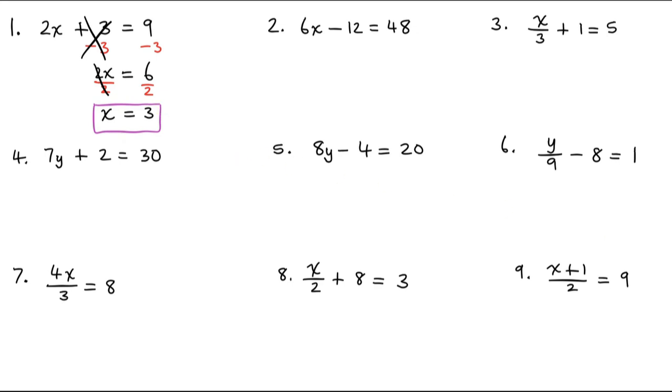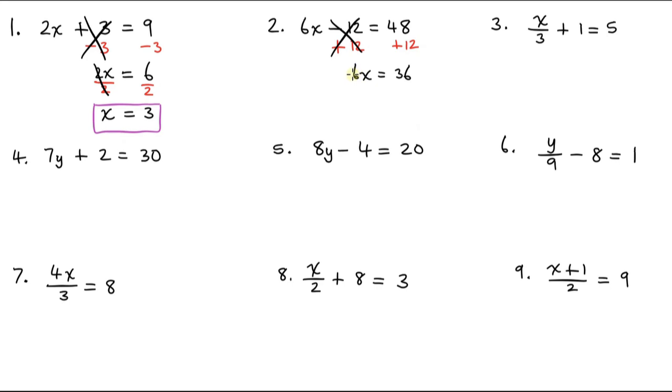Okay, let's look at question number 2. 6x minus 12 equals 48. So the first thing we want to do is get rid of this negative 12. And to do that, we need to add 12. So if I add 12 to the left, I need to add 12 to the right. So we've still got that 6x. And then equals 48 plus 12 is equal to 60. Obviously, those just cancel out with each other.